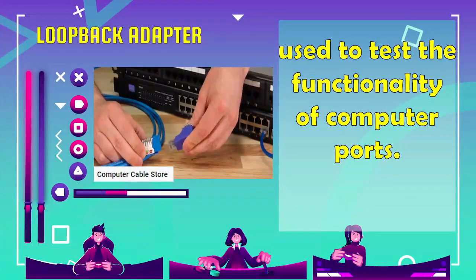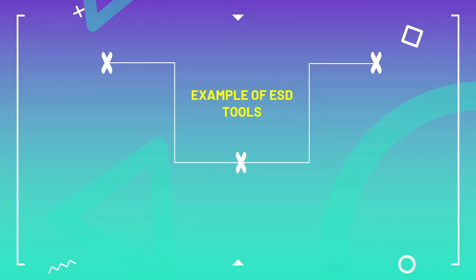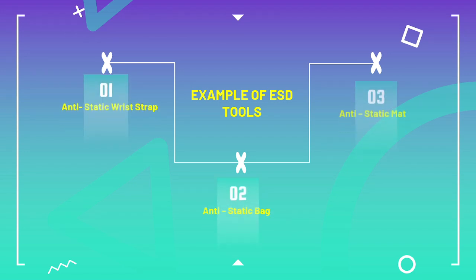Another example is the loopback adapter. It is used to test the functionality of computer ports. So those are the four categories of hardware tools and their examples. Let us now have a recap. First category is the ESD tools. Under ESD tools are the anti-static wrist strap, anti-static bag, and anti-static mat.